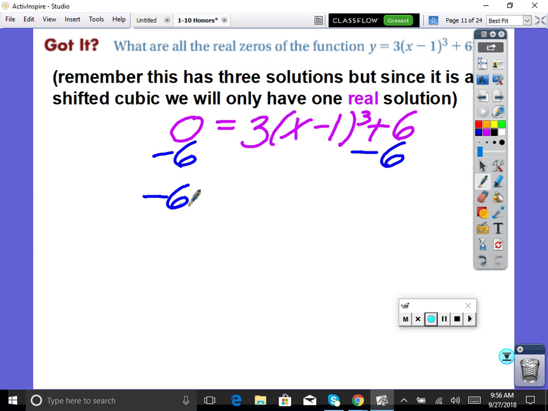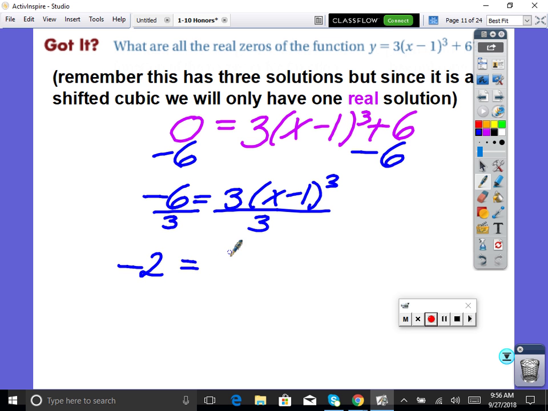-6 is equal to 3 times (x minus 1) cubed. Then what? Divide by 3. So we get -2 is equal to (x minus 1) cubed. Then what? Cube root both sides.